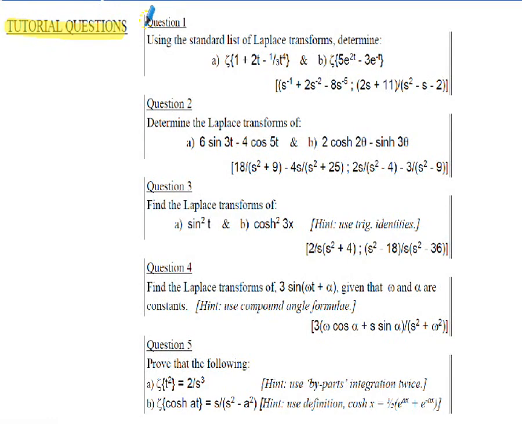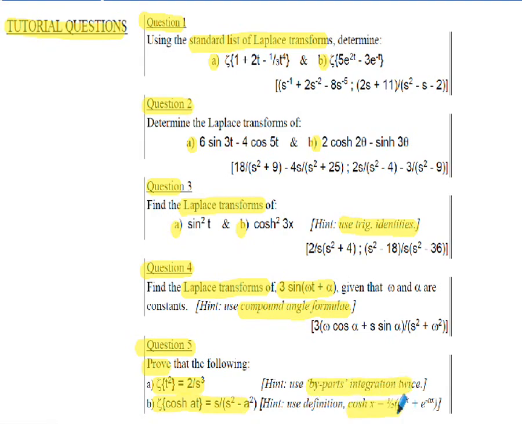Tutorial questions. Question 1 and question 2 want us to use the standard Laplace transform table to find solutions to parts A and B in both cases. Question 3 wants us to find the Laplace transform of 2 parts A and B here, but we have to use a trigonometric identity to solve these problems. Question 4 wants us to find the Laplace transform of a given function, and the hint in the question is to use compound angle formulae. And if you want further fun, question 5 requires us to prove the following Laplace transforms given to us in parts A and B, and again there are some hints in the question to help us undertake the proofs.